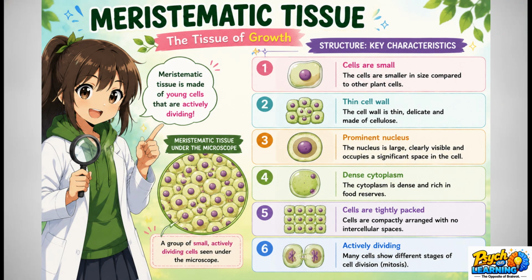So what makes these meristematic cells so special? Well, these energetic little cells are very small and have super thin walls. Because they're working so hard, they are packed full of abundant cytoplasm and have really large, prominent nuclei. And get this, they're tightly packed together with absolutely no empty spaces between them, no intercellular spaces at all. Their sole purpose in life is to constantly divide and create new growth.